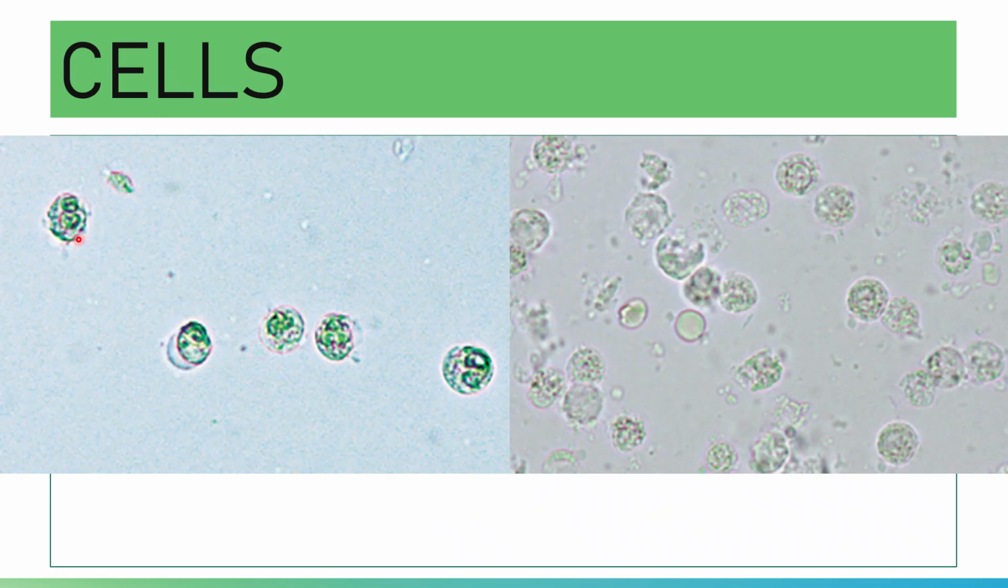Pus cells in the urine. This is a pus cell, a WBC. Of course, you have bacteria, the rod shape. And this one is a red cell. Please note, these are red cells. Notice the granules inside the cell.